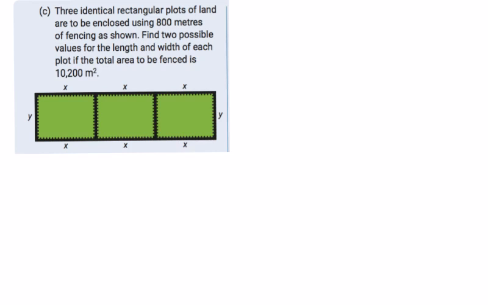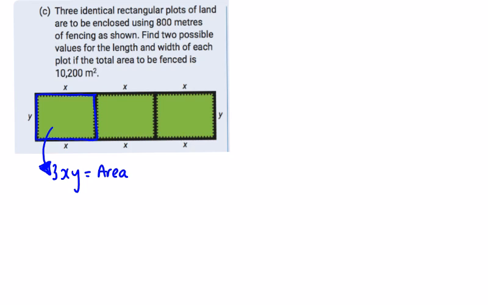Part C of this question, we're told that we have three identical rectangular plots of land. So I'm just going to draw over them. Here's one. What do we know about this? We'll be dealing with area and perimeter in this question always. So the area of this one is x times y. So we have three of those. So 3xy is the total area.